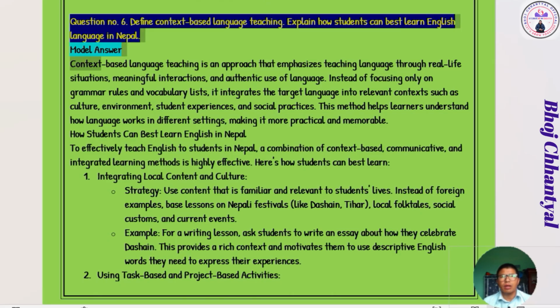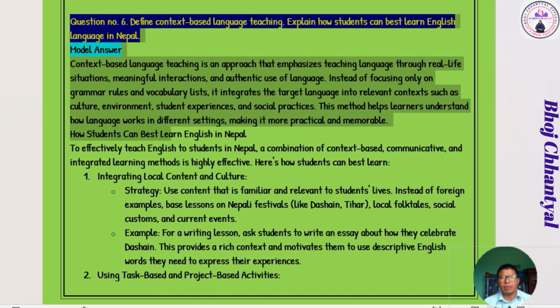Well, answer. Context-based language teaching is an approach that emphasizes teaching language through real-life situations, meaningful interaction, and authentic use of language. Instead of focusing only on grammar rules and vocabulary lists, it integrates the target language into relevant contexts such as culture, environment, student experiences, and social practices. This method helps learners understand how language works in different settings, making it more practical and memorable.